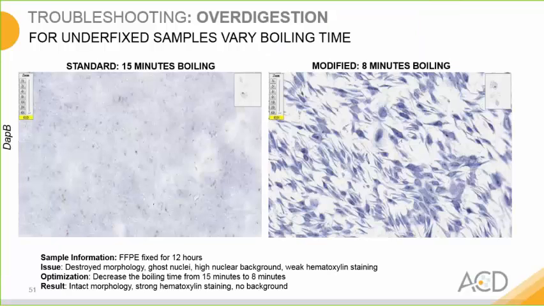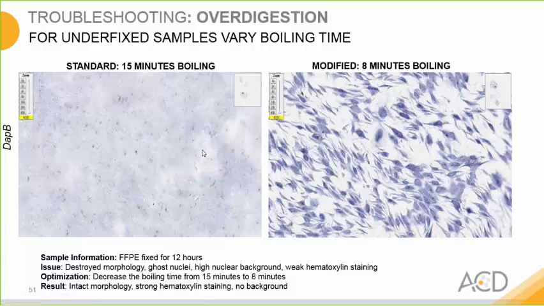This is an example of an over-digested sample on the left. I'd like to mention that sample fixation and pretreatment actually go hand in hand. So if you have an under-fixed tissue and you follow the standard pretreatment condition, you're likely going to over-digest the tissue. Some characteristics of over-digested tissue include destroyed morphology, really high background, and you can see very poor hematoxylin stain.